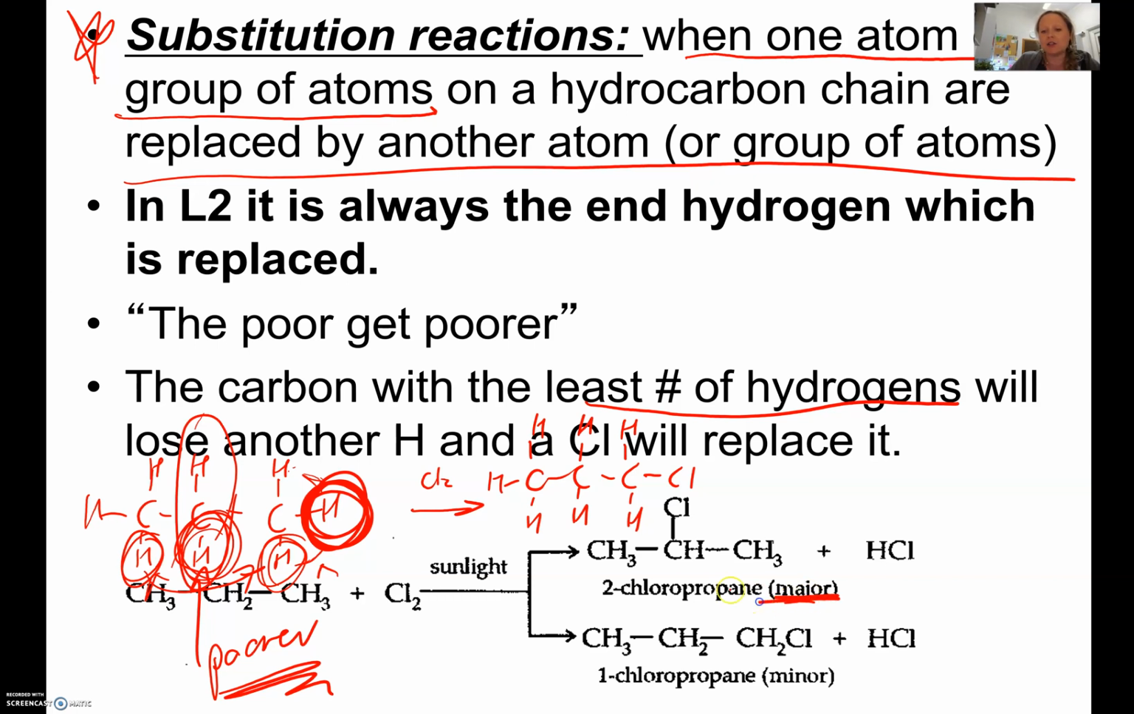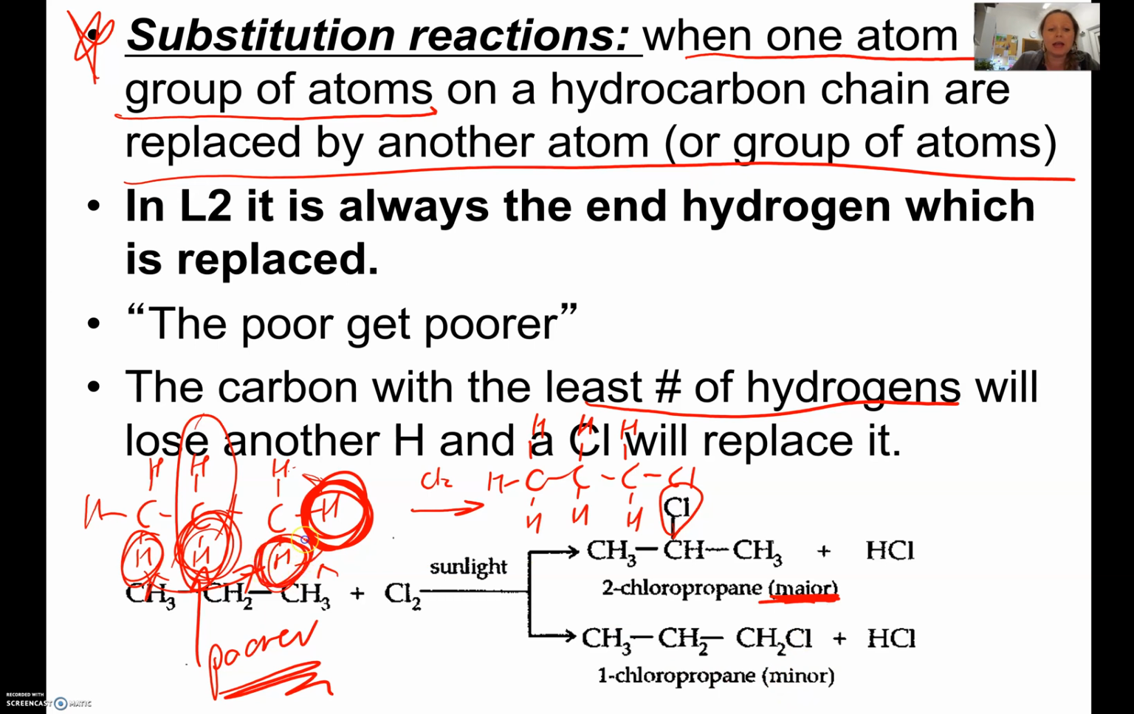And so that's actually what happens, and that's called the major product. The one that forms more often is the major product. So you can see here that the middle carbon's got the chlorine, okay, and it's lost a hydrogen, and it's the major product. So the carbon with the least number of hydrogens, in this case the middle one, because it's got 2 versus the other ones have 3, loses another hydrogen, so gets poorer, and that forms the major product. And major just means that's the one that's produced more often.